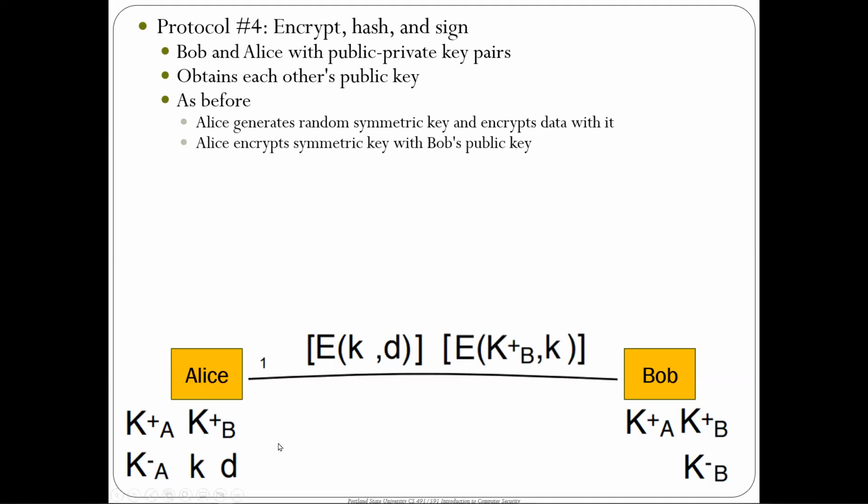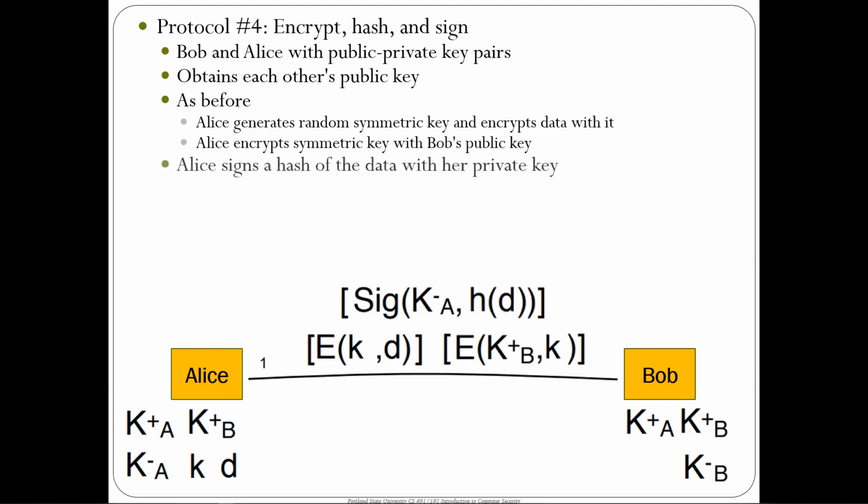So this is exactly as we had before. But then she's going to do one extra thing. She is going to sign, using her private key, the hash of the data. This is a well-known hash, it could be a SHA-3 hash of the data straight up. She is going to sign that with her private key. So that is the modification.